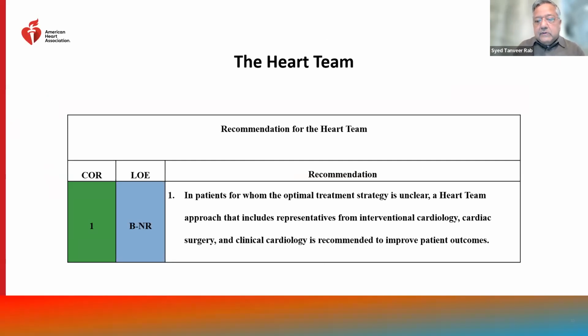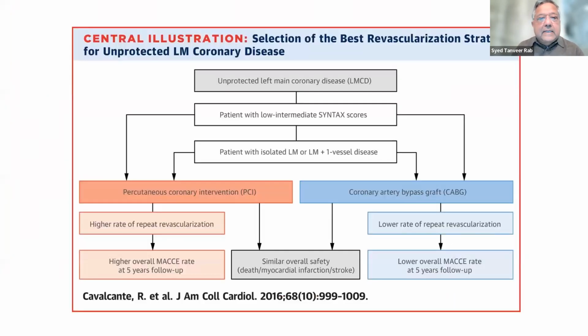Heart team, including interventional cardiology, cardiac surgery, and even clinical cardiology, is recommended to make the best decisions for the patient. So selection of the strategy is very straightforward. If you have unprotected left main disease, particularly low to intermediate SYNTAX score with isolated left main plus one vessel disease, both options are pretty good. Recognizing there's a high rate of repeat revascularization in the PCI arm, and the lower rate of repeat revascularization in the bypass arm, but overall safety or mortality is very similar.